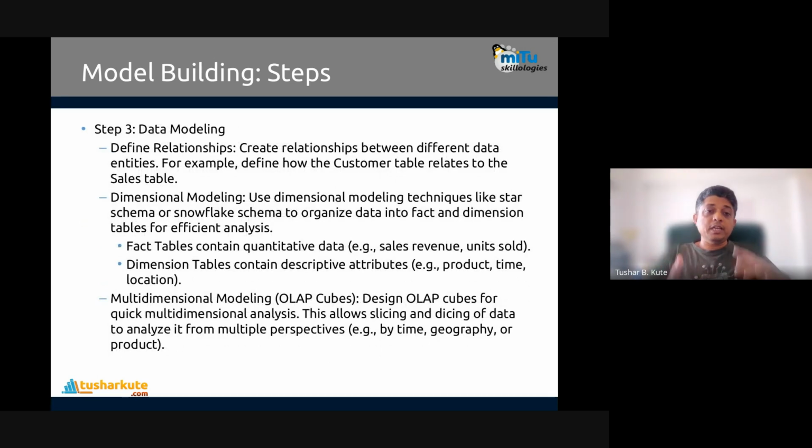Next, data modeling. Here, we decide what kind of models are available. First of all, you have to define relationships. Create a relationship between different data entities. For example, define how the customer table relates to the sales table, how they are affecting each other. Maybe we need a suitable method to find whether a linear relationship is present or not. What kind of relation are they having?